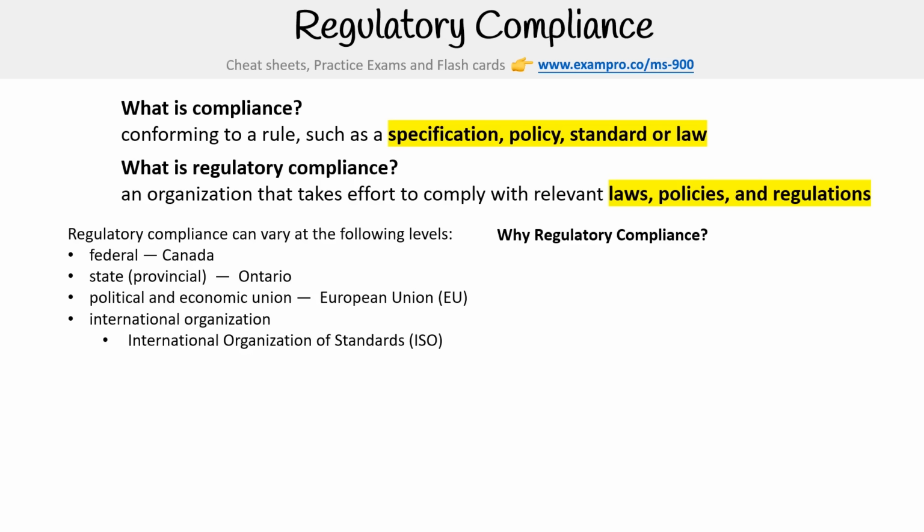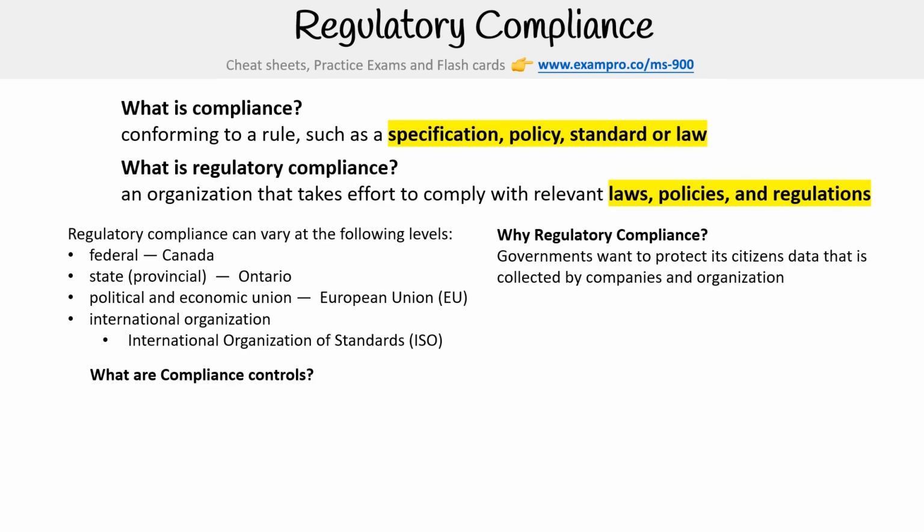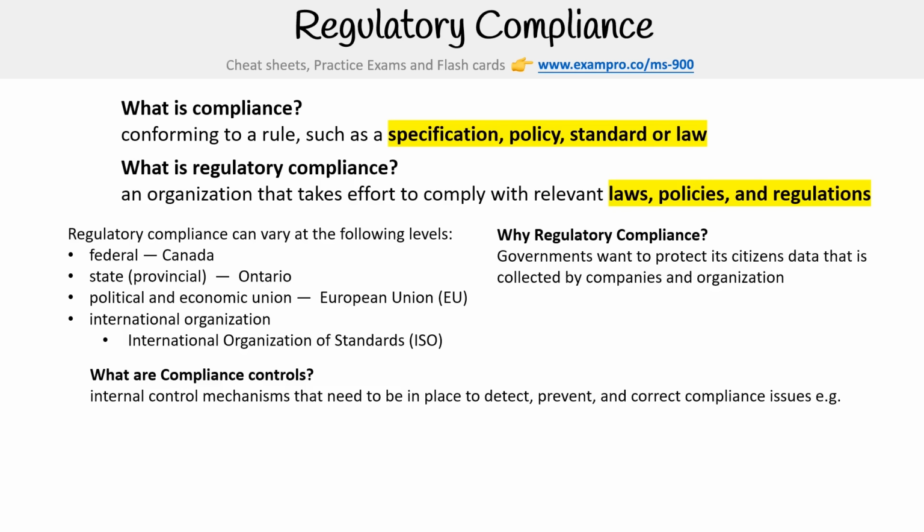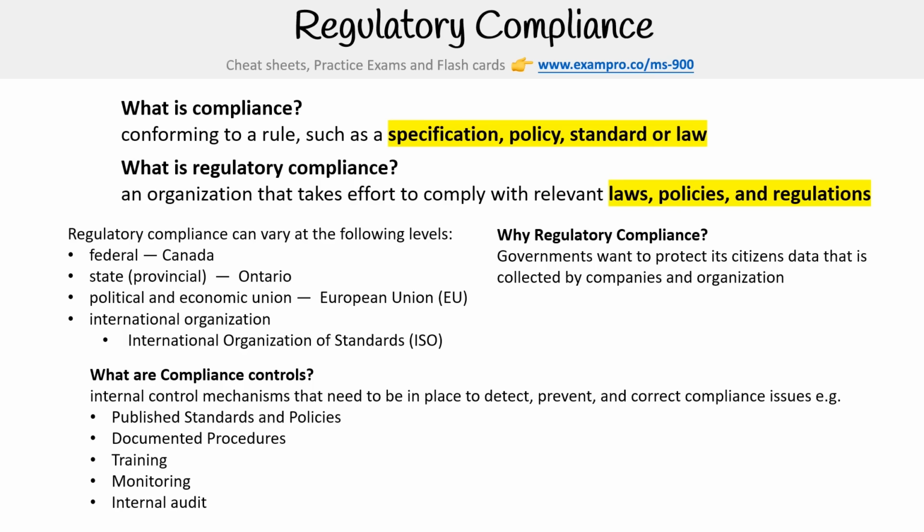So, why do we have regulatory compliance? Well, governments want to protect its citizens' data that is collected by companies and organizations. We don't want the companies or orgs to mishandle our data or sell our data. What are compliance controls? Well, those are internal control mechanisms that need to be in place to detect, prevent, and correct compliance issues. For example, we have public standards and policies, documented procedures, training, monitoring, and internal audits.